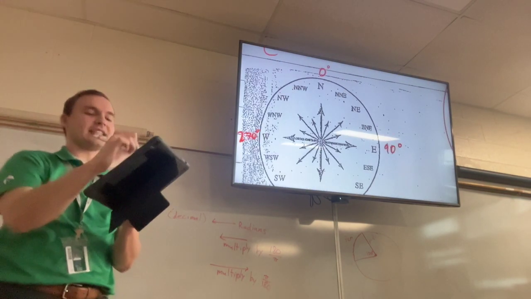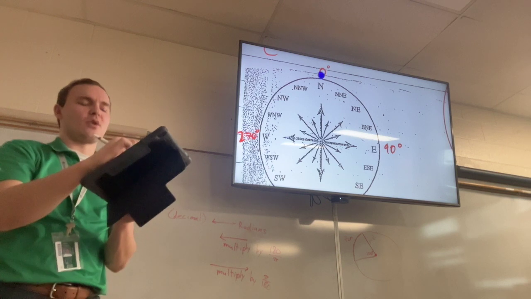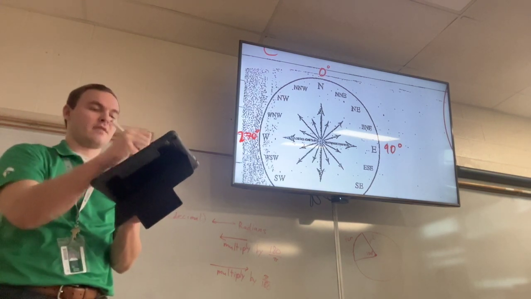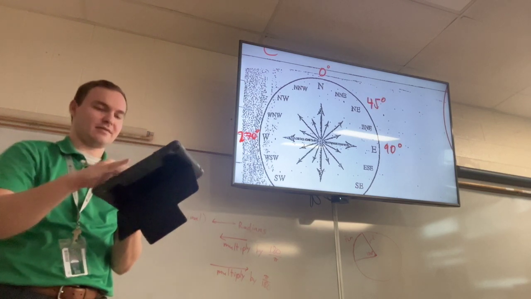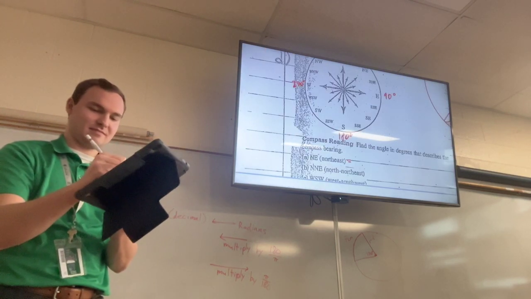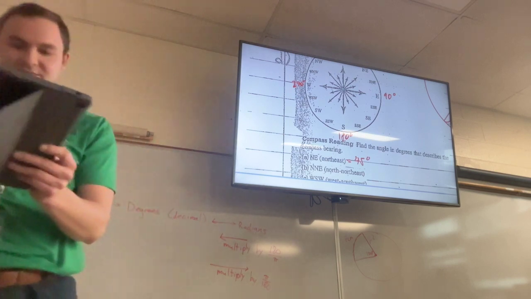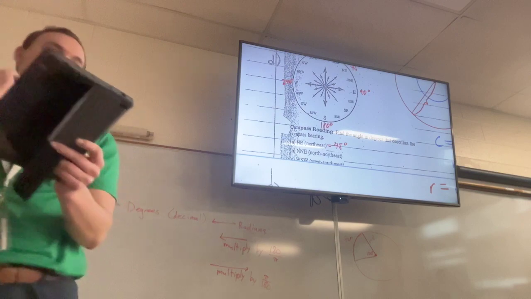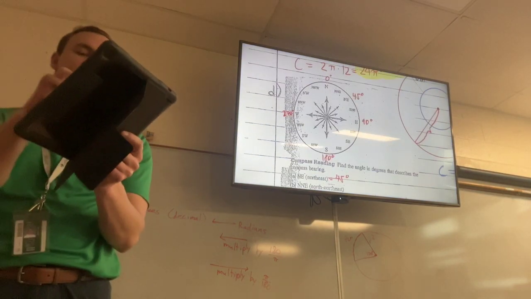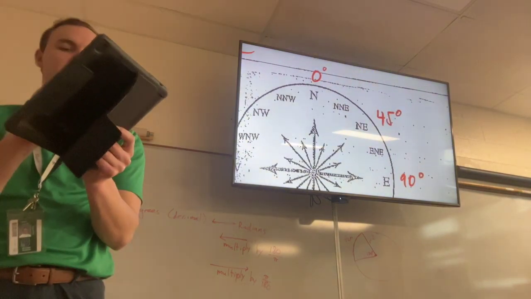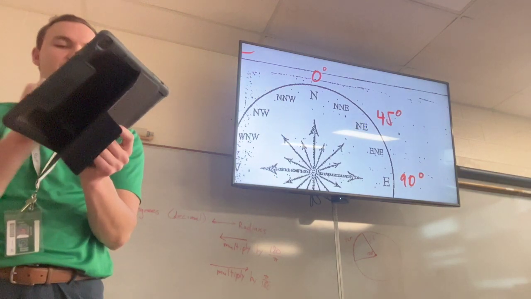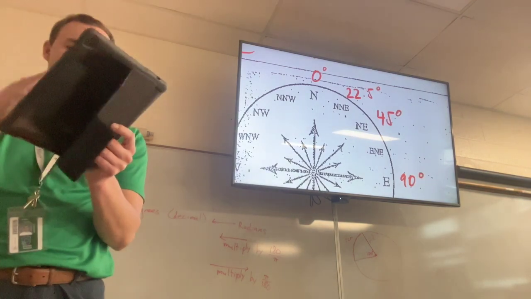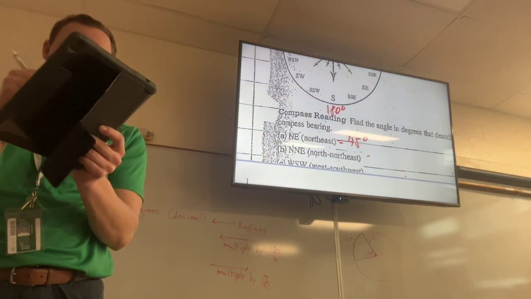Okay. Northeast is halfway between north and east, i.e. it's halfway between 0 and 90. What number is that? 45. That's why it's 45 degrees. Does that help? Now the next one, north-northeast, let's look where that is. It's halfway between north and northeast. So what's halfway between these two numbers? 22.5, yep.